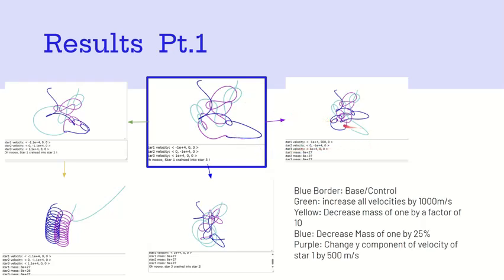Blue came all the way down here and ended down here instead of up here. The purple ended right here, but this time they crashed into blue. Very different how it turned out. The blue arrow, this time I decreased the mass of one of the stars by 25%. And as you can see, that made a very big difference.